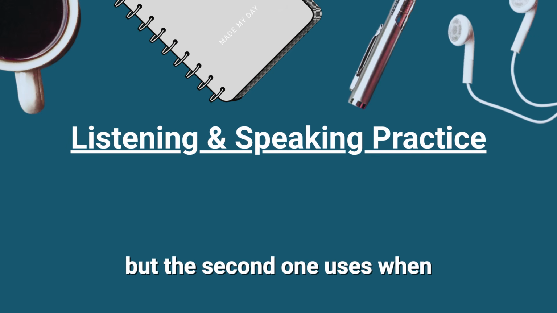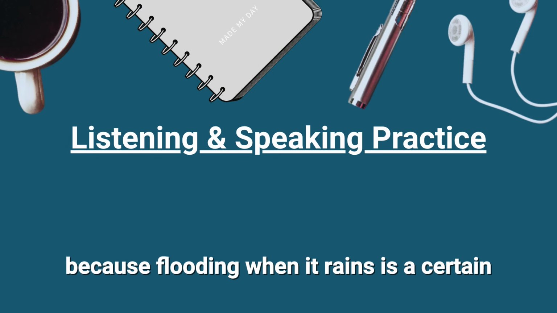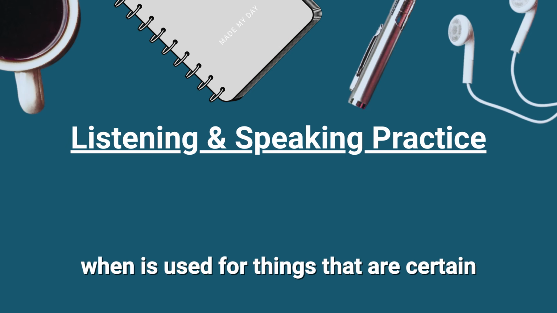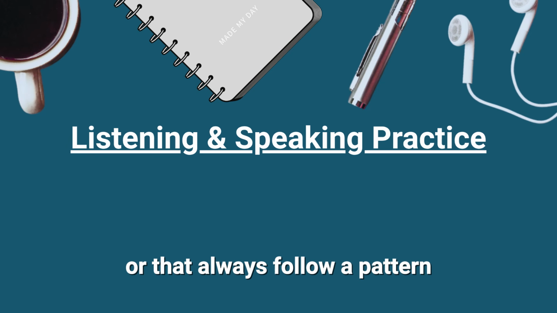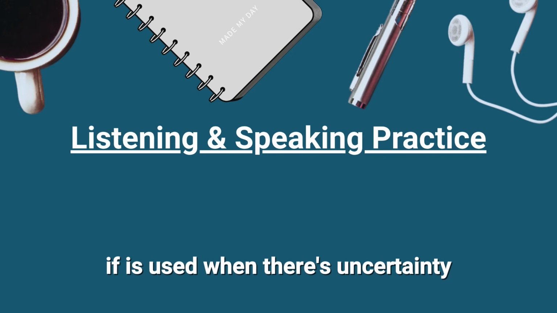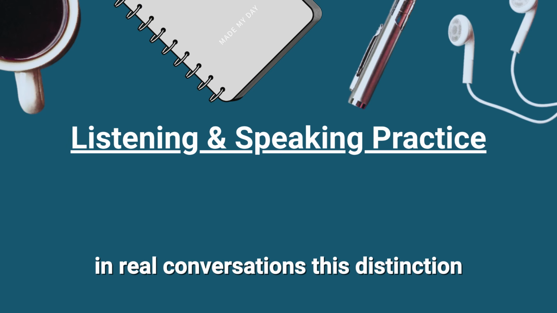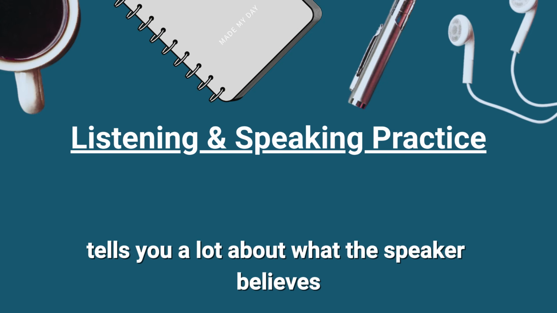But the second one uses when because flooding when it rains is a certain predictable thing. It always happens. When is used for things that are certain or that always follow a pattern. If is used when there's uncertainty, when something might or might not happen. In real conversations, this distinction tells you a lot about what the speaker believes.